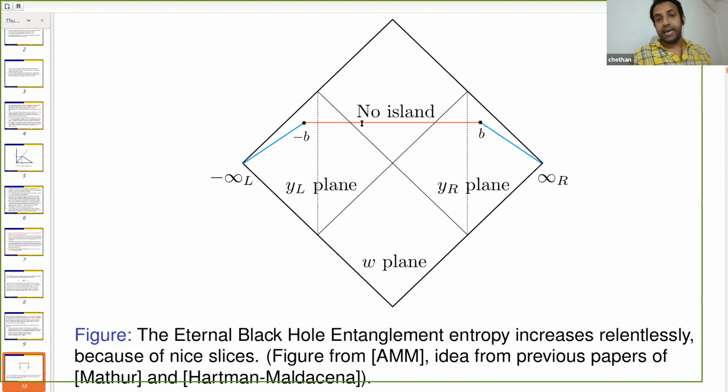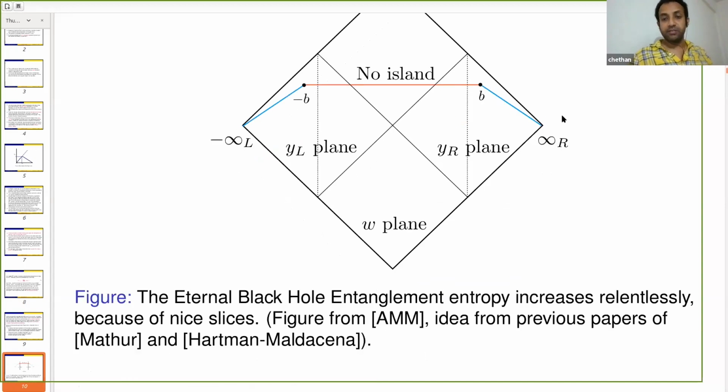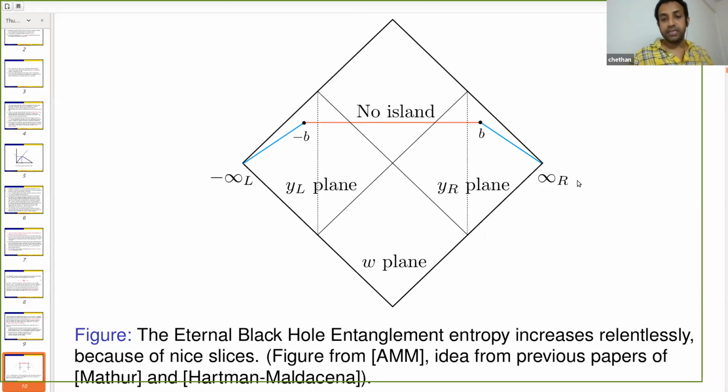If you do that, you can see that the minimal surface, or the RT surface that connects these two things, passes through the horizon middle. And as time goes on, this region, something that Mathur had observed long ago and that has been revived in these papers of Almheiri, Maldacena, and Mahajan, keeps increasing in length with time. This increase in length is actually linear in time, and that was observed by Hartman and Maldacena.